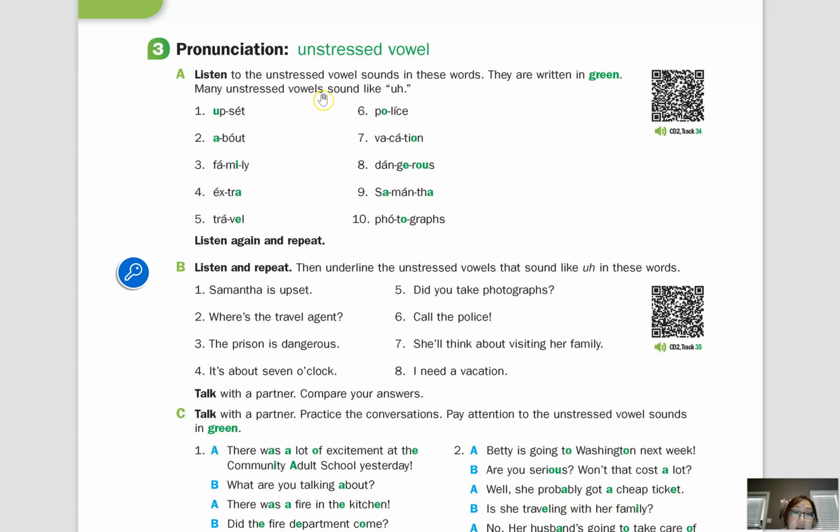Many unstressed vowels sound like "uh." That's what makes it confusing, because the vowels can be all different kinds of vowels: U, A, O, E, but when they are unstressed, they often sound like "uh." If you look in a dictionary, the sound is shown as an upside down E. Let me show you that real quick, actually.